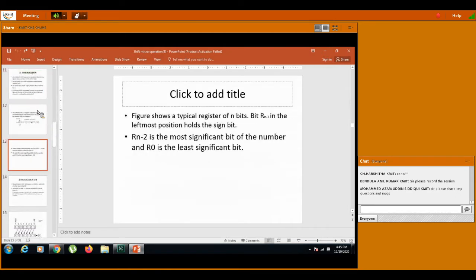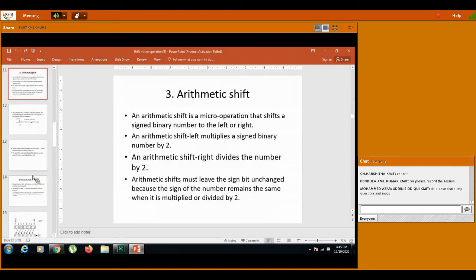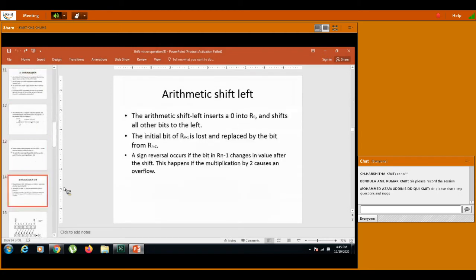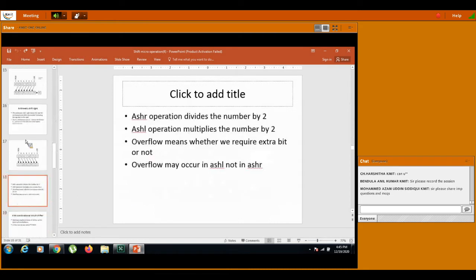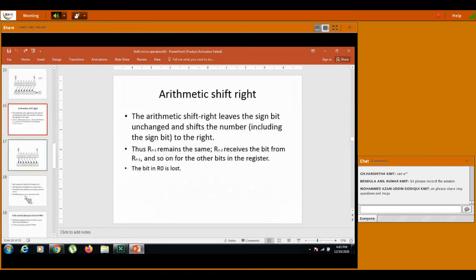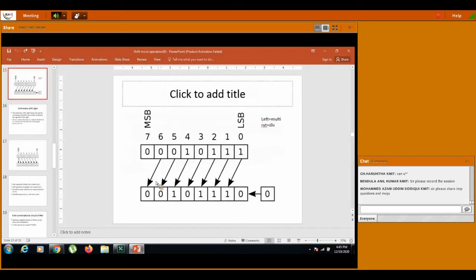In the arithmetic shift, you shift to the left and right, where the left gives you the multiplication operation and the right gives you the division operation. In the left concept, you shift like this, dropping the most significant bit and adding a bit in the least significant bit. That is what is called the overflow.